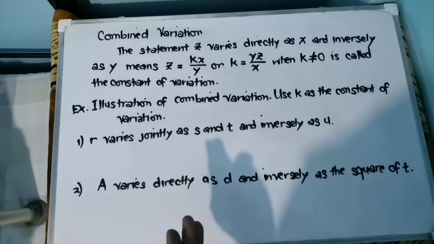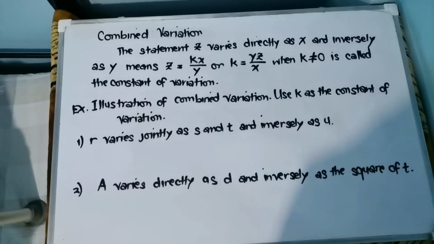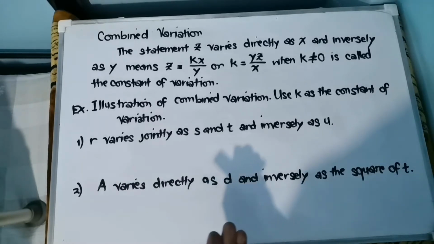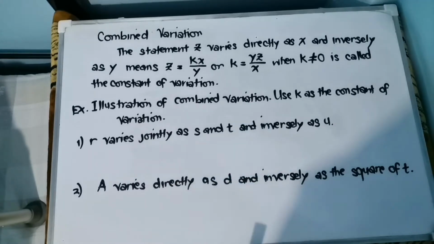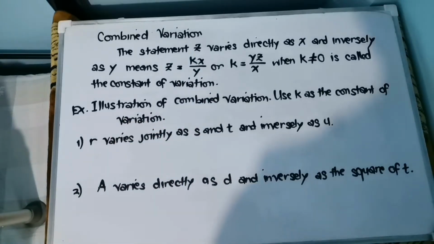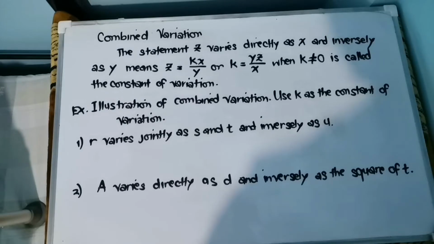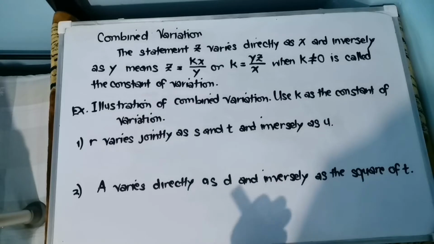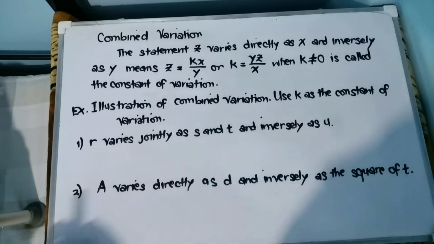So itong video na to ay continuation ng video playlist natin tungkol sa variation. So kung hindi mo pa napapanood yung ibang mga videos regarding variation ay much better na panoorin mo muna bago ka mag-proceed sa lesson na to. So we have here combined variation, from the word combine, meaning sa Tagalog pinagsama-sama. So it is a variation that involves both direct and inverse variation. So I already discussed direct variation and inverse variation doon sa mga previous na videos na in-upload ko dito.